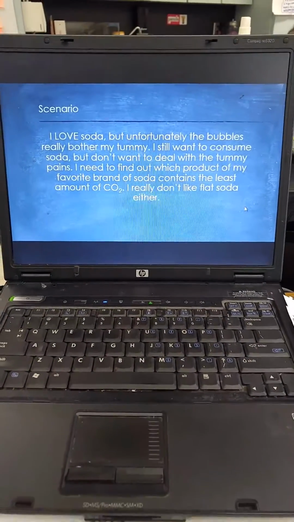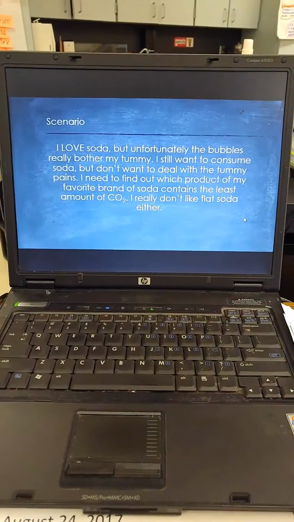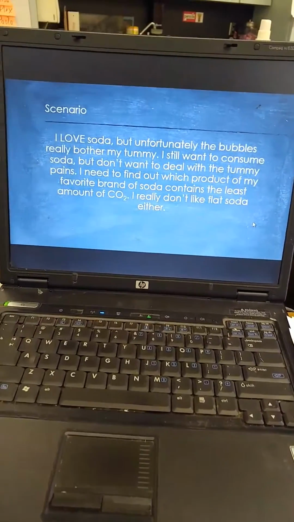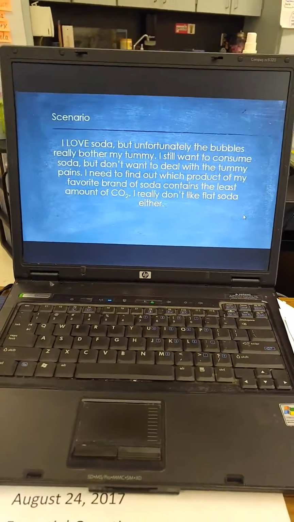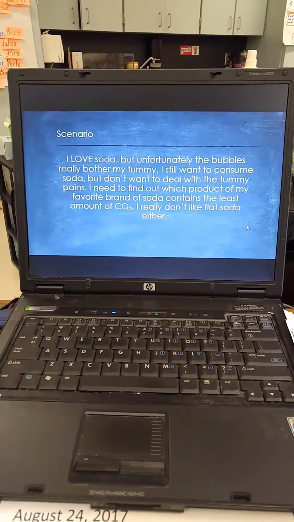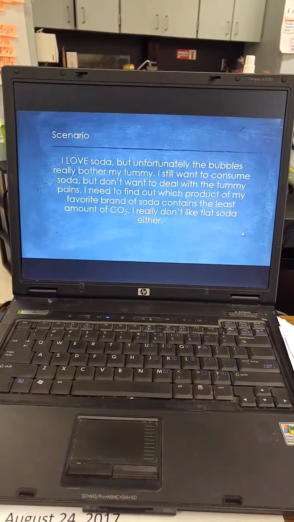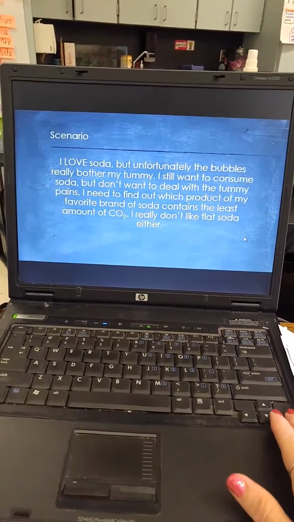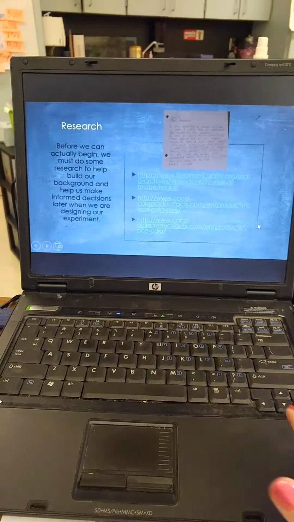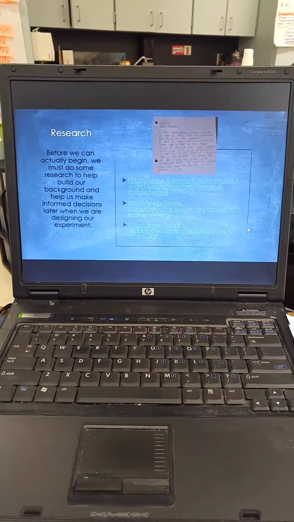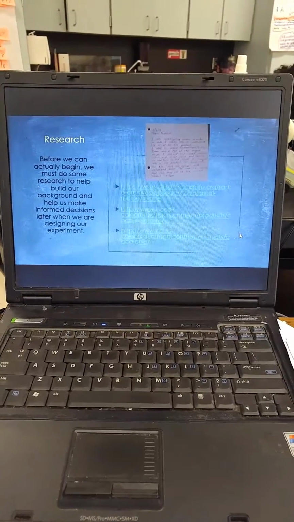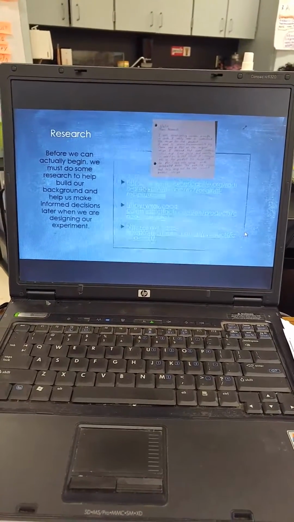The next thing we have to do is identify a problem. So I identified that I love soda, but the bubbles, they do not love me. They actually hurt my tummy. So I want to get a better understanding of the carbonation within the can, and I really don't like flat soda. We have to go through research. So before we can actually begin, we must also help build our background knowledge to make informed decisions.